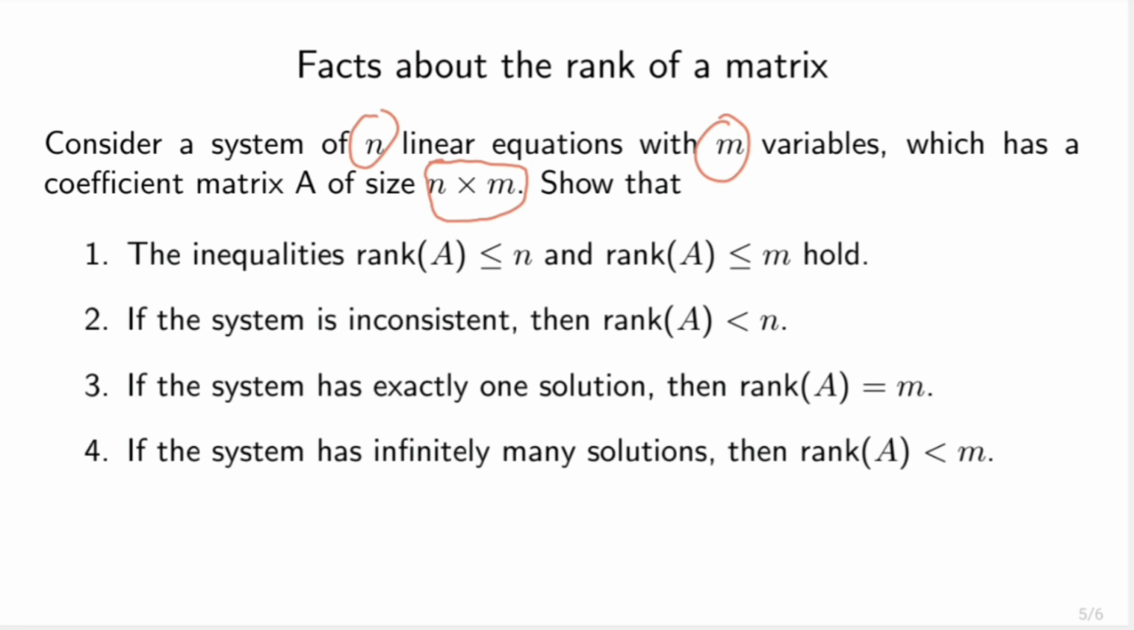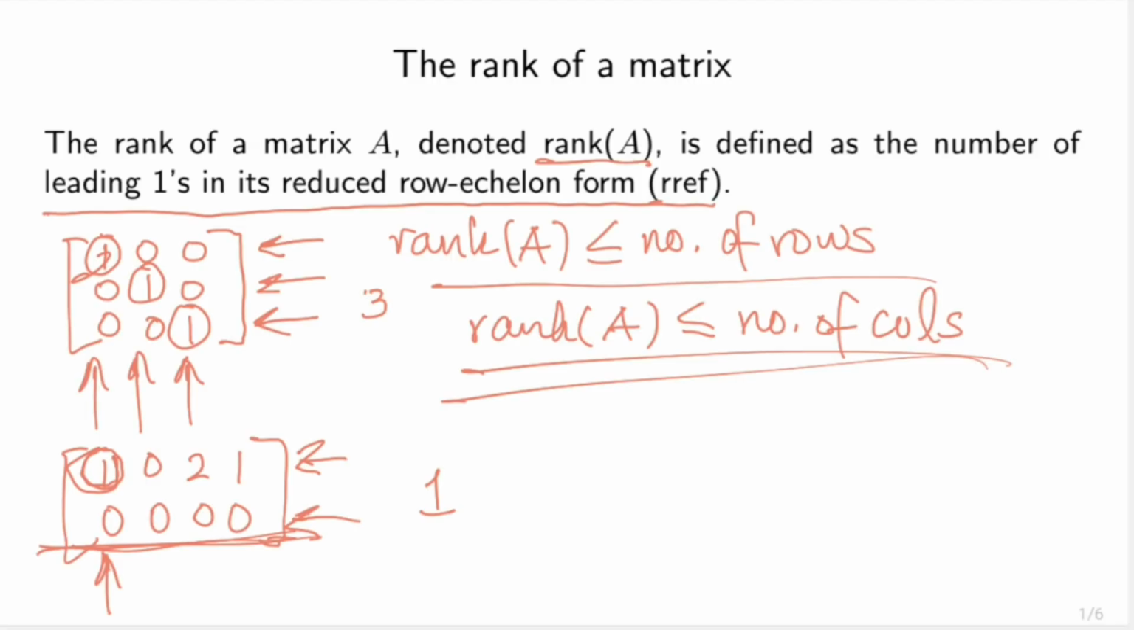We already discussed this inequality, but let's just look at it again. So here we are saying that the rank of the coefficient matrix is less than or equal to the number of rows of that matrix, and it's also less than or equal to the number of columns of that matrix. Let's look at that.